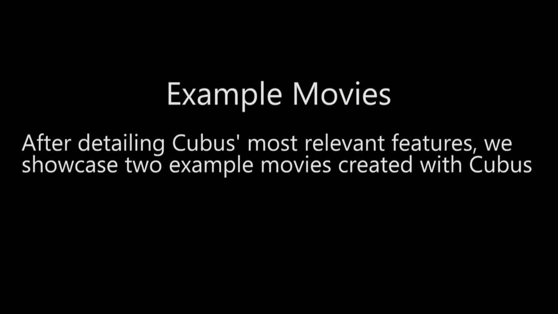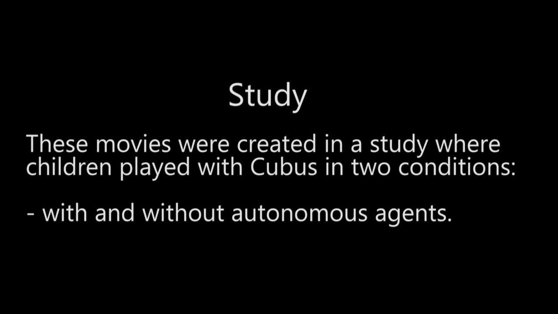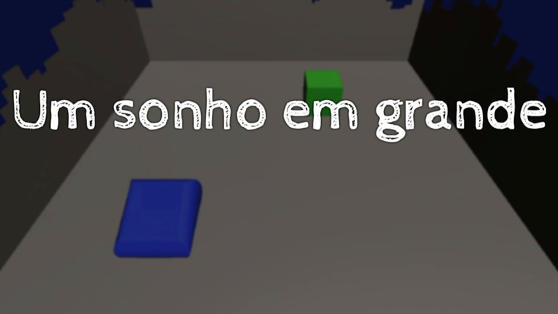After detailing CUBUS' most relevant features, we now showcase two example movies created with CUBUS. These movies were created in a study where children played with CUBUS across two study conditions. One condition had autonomous agents and the other did not. The first movie is called Dreaming Big and is an example of the autonomous condition or the experimental condition.